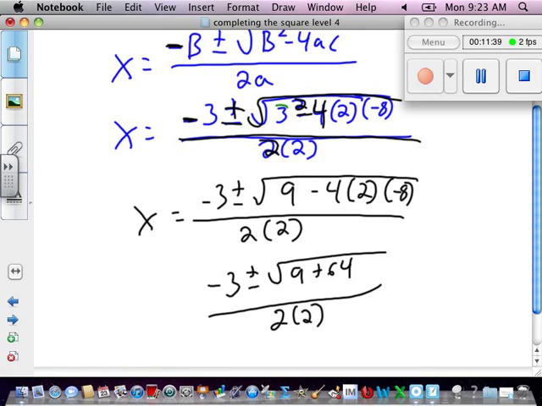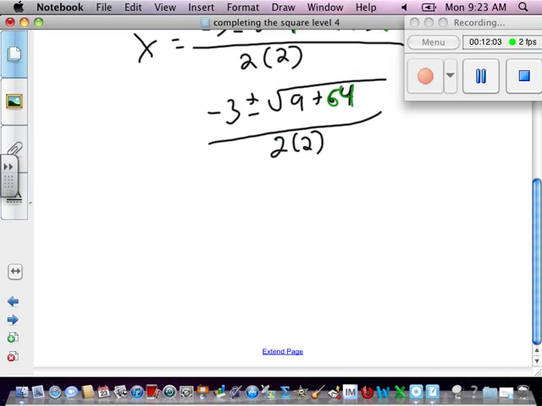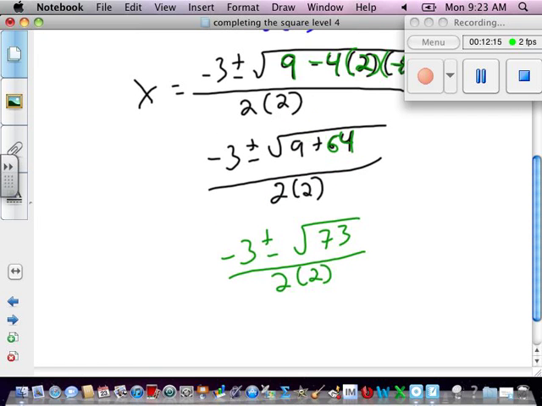So right here I did 3 squared, right? That's how I got the 9. And then I did -4 times 2 times -8, and that's how I got the 64. What is 9 plus 64? 73. Now this is the time when we would find the square root of 73.